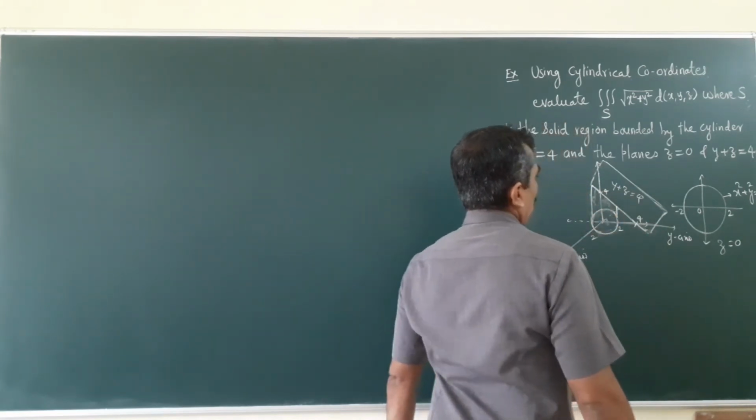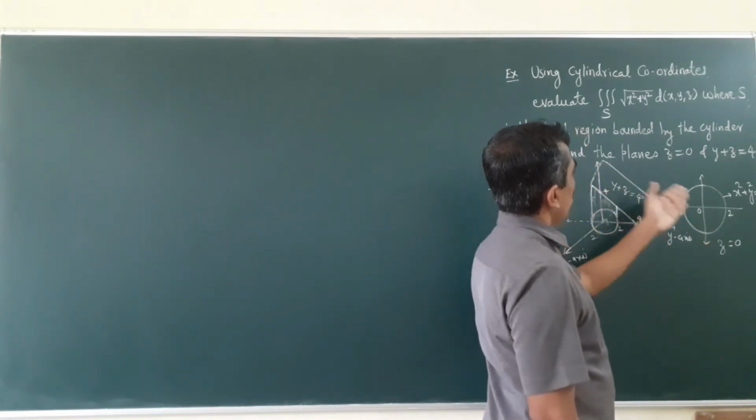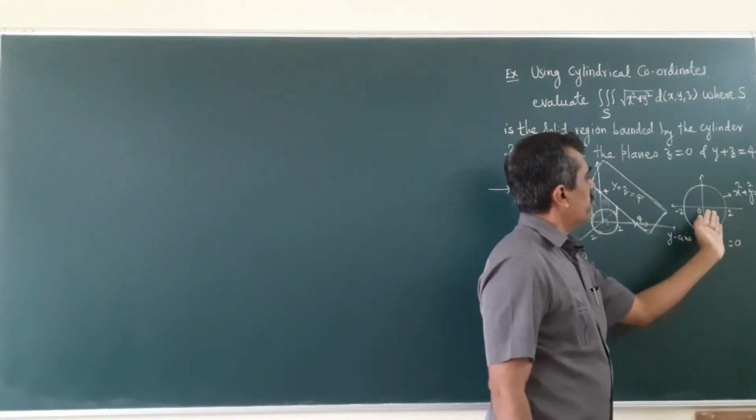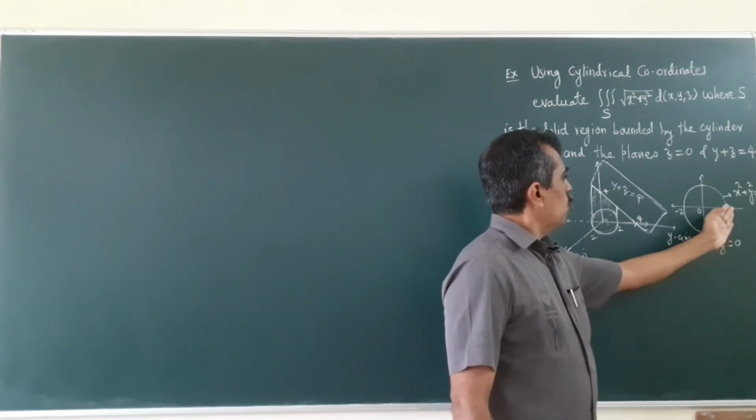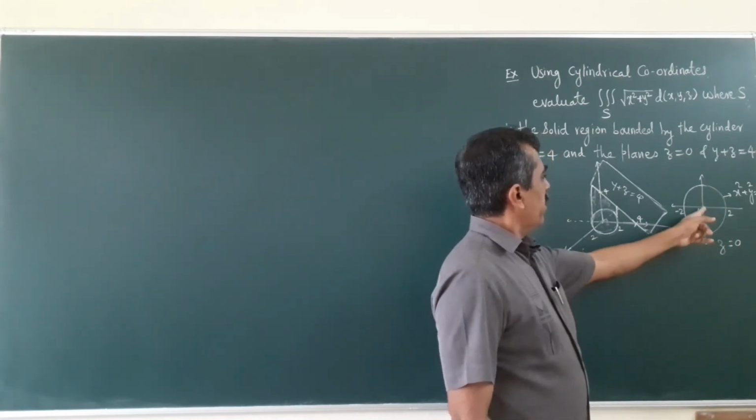Now, see what is the base of the cylinder? Base of the cylinder is a circle, x square plus y square is equal to 4. So, its radius is 2 and it's centered at origin.